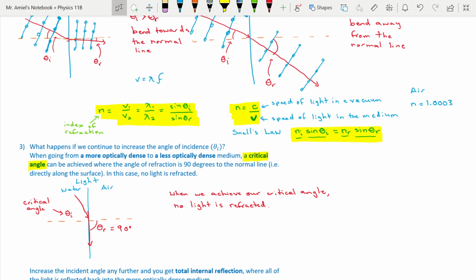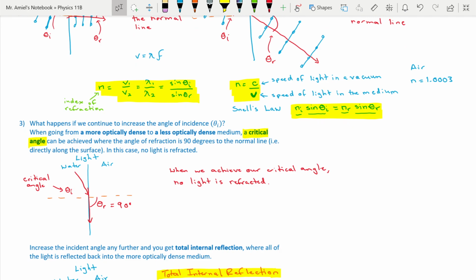We also said that we can figure out the index of refraction of a medium by saying, what is the speed of light in a vacuum? How fast is the speed of light in that medium? And the fraction of those is going to tell us the index of refraction.